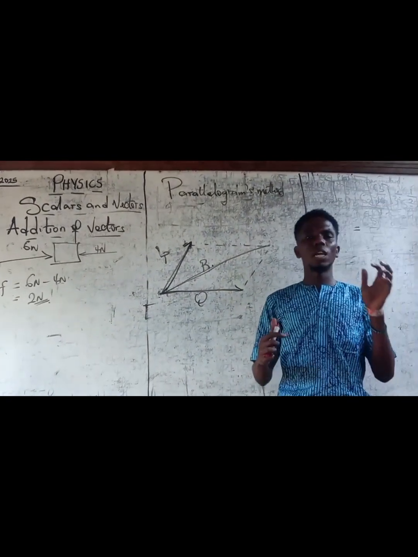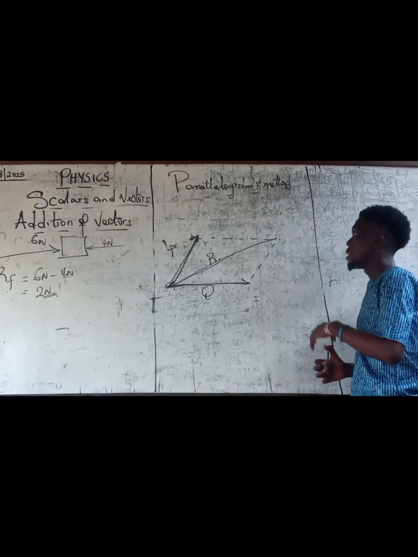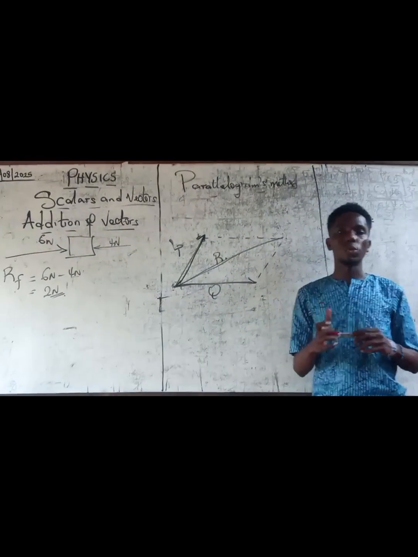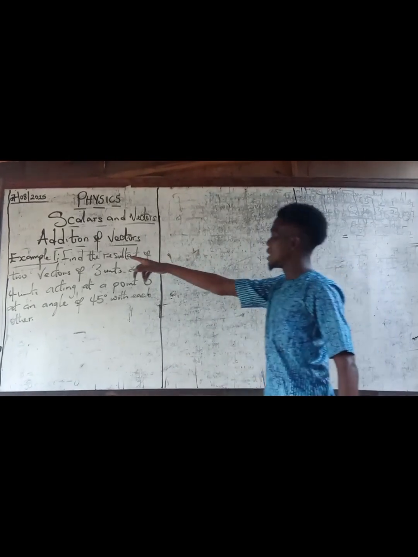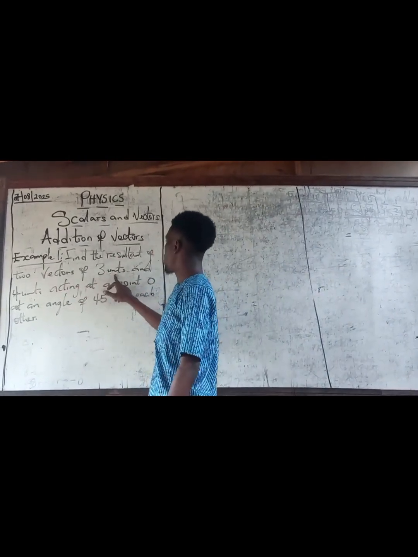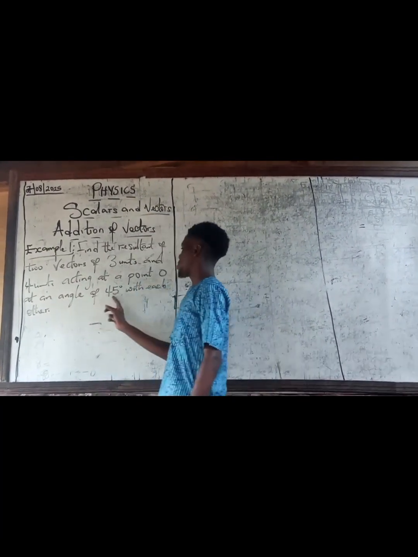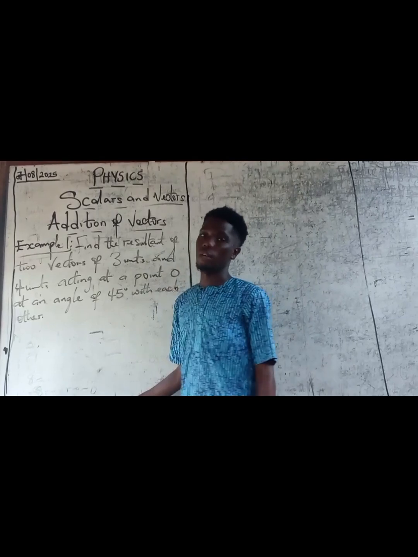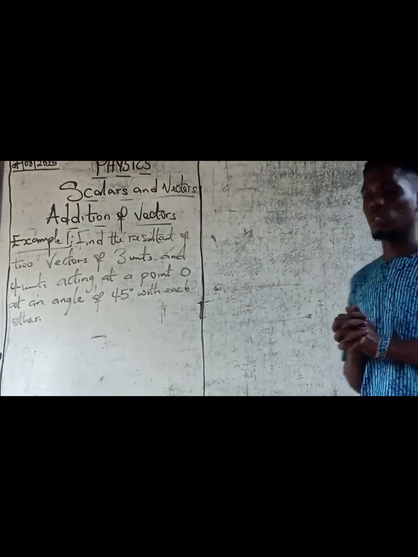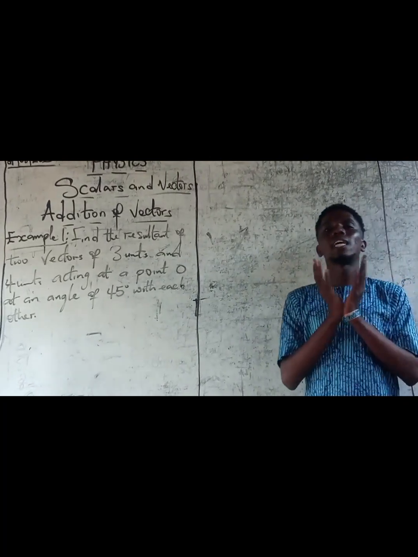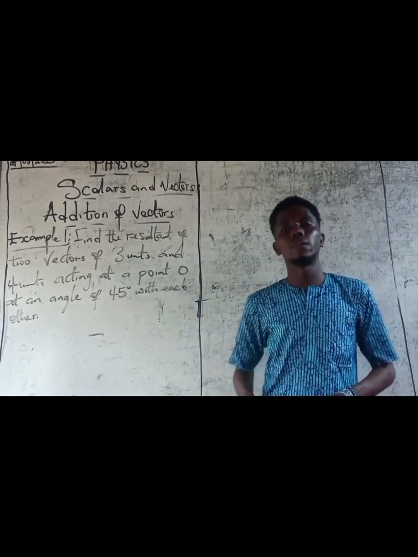So very quickly, let's go straight down to a question where we'll apply the parallelogram method. We have a question here. It says find the resultant of two vectors of 3 units and 4 units acting at a point O at an angle of 45 degrees with each other. Now for this particular question, whenever you have two vectors inclined at an angle to each other, always make sure you use the parallelogram method.